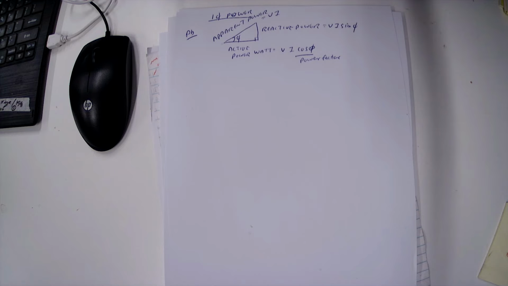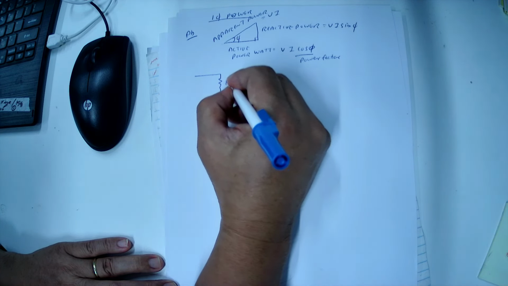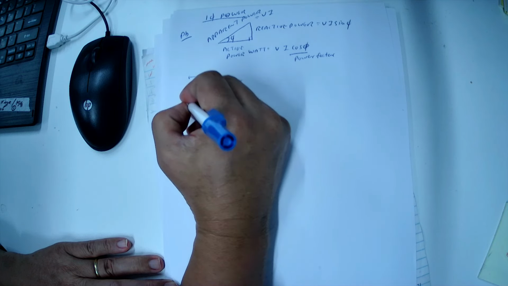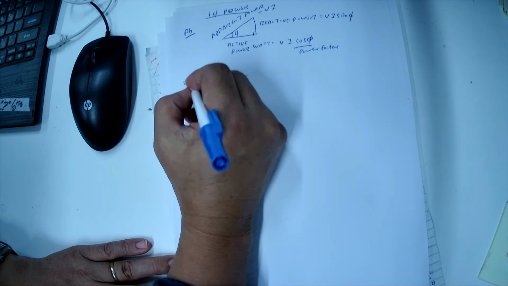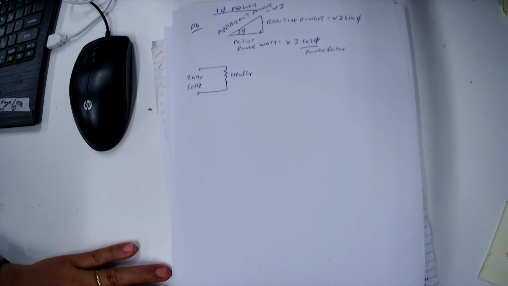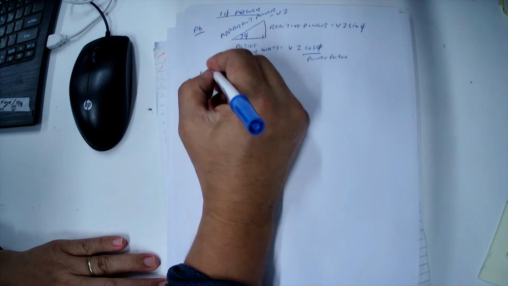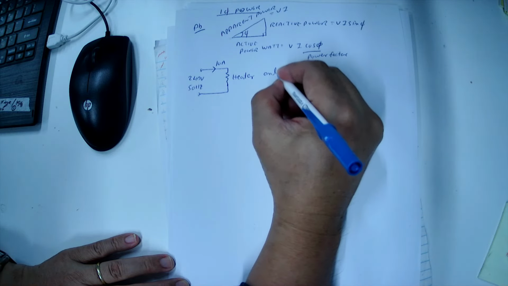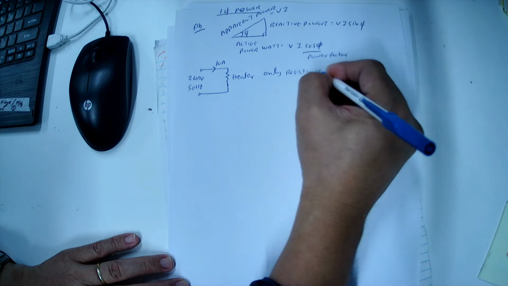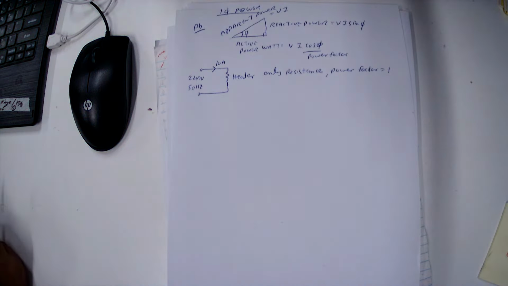So in this problem, we connect the heater to the AC supply. The AC supply is 240 volt, 50 hertz. And then this heater draws a current of 10 ampere. Because the heater is a purely resistive load, the power factor is 1. So this is how we can calculate the power.